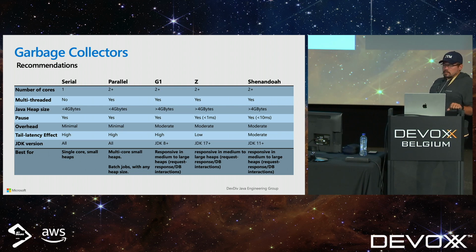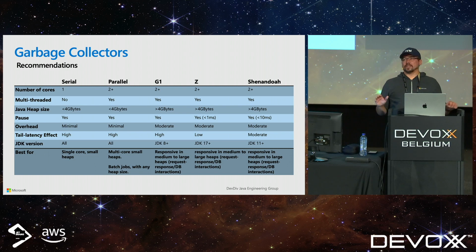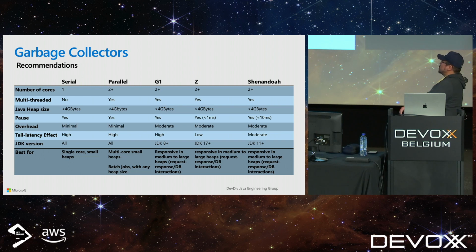G1 GC, what everybody believes is the default GC, and as we saw, there's no such thing as default. I personally like to say the default is serial GC, especially if you're running containers. The default is serial GC. If you're running with 2 cores and 1792 megabytes of RAM, then you get G1 GC, unless you explicitly call for it. It's good for large heaps, more than 4 gigabytes of RAM. It has a moderate overhead.